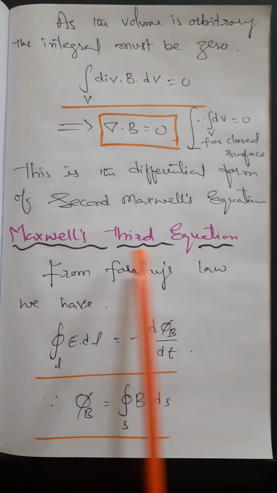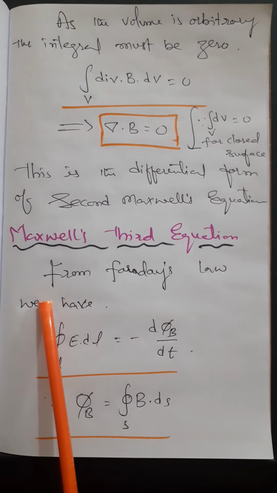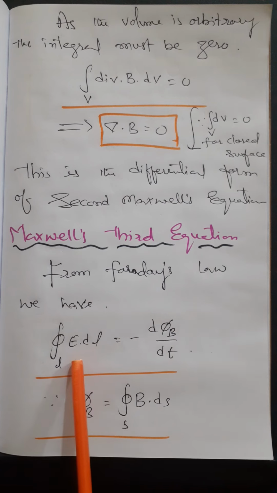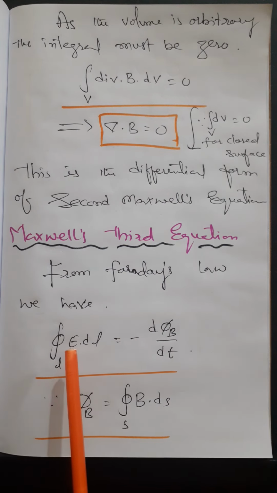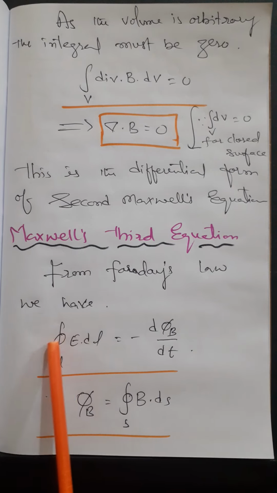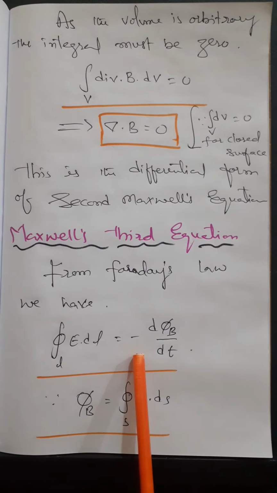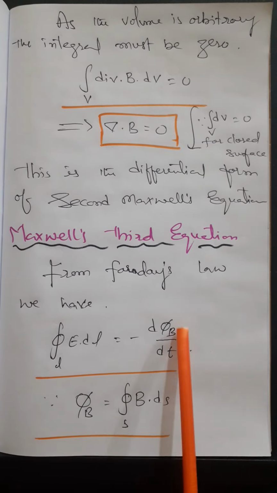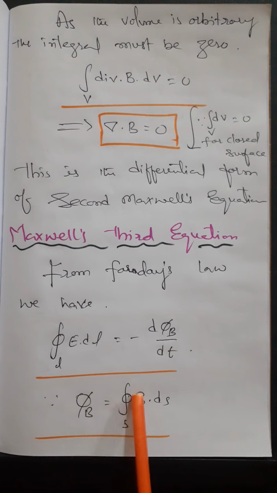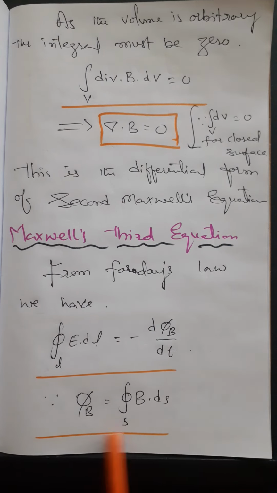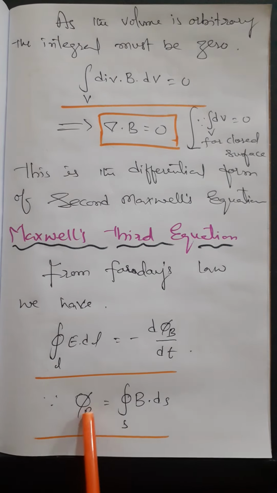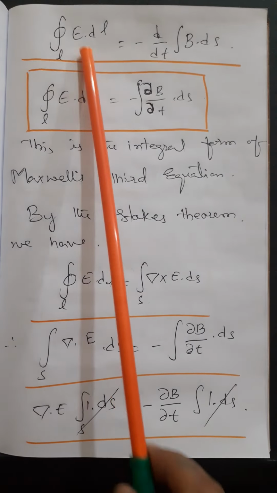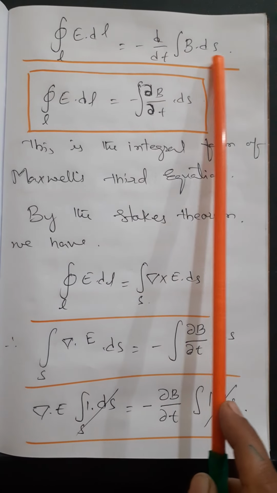Now Maxwell's third equation. For Maxwell's third equation we have to take Faraday's second law, that is the line integral of the electric field over a closed curve is equal to minus d phi B by dt, the rate of change of magnetic flux. We know that phi B is nothing but the integral of B dot ds over the surface. We are substituting the phi B value into this equation. Then we get the integral of E dot dl is equal to minus d by dt of the integral of B dot ds.